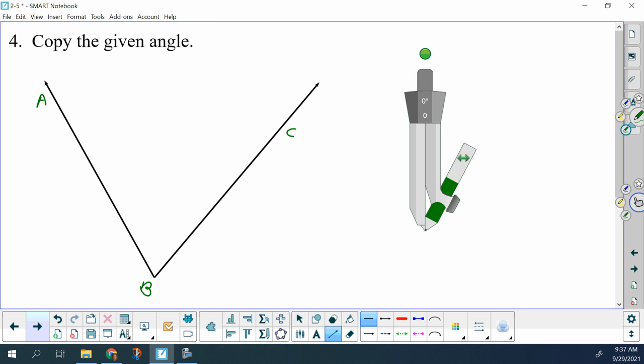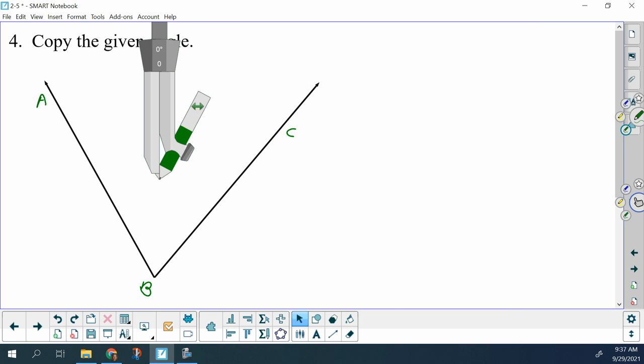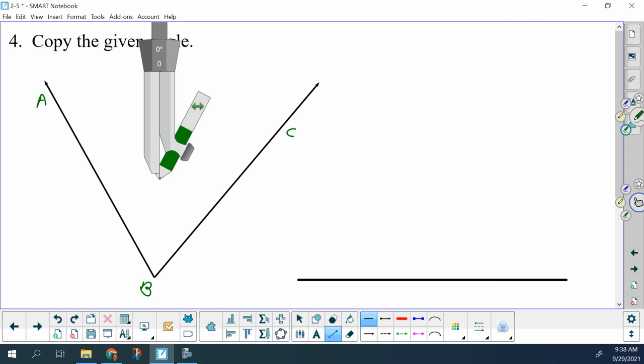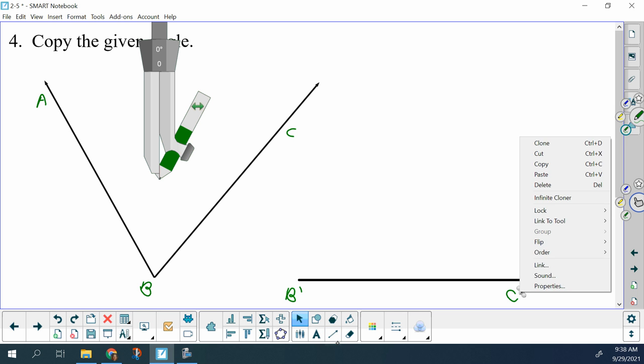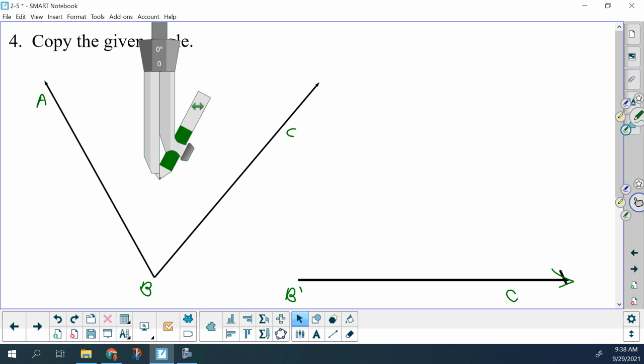Okay, step one. We're going to draw that ray. Oops, not there. Put it out of the way. We're going to draw my ray, and we're going to call my ray B prime C prime. So this is B prime, C prime. I put B prime as the vertex because my vertex is B.